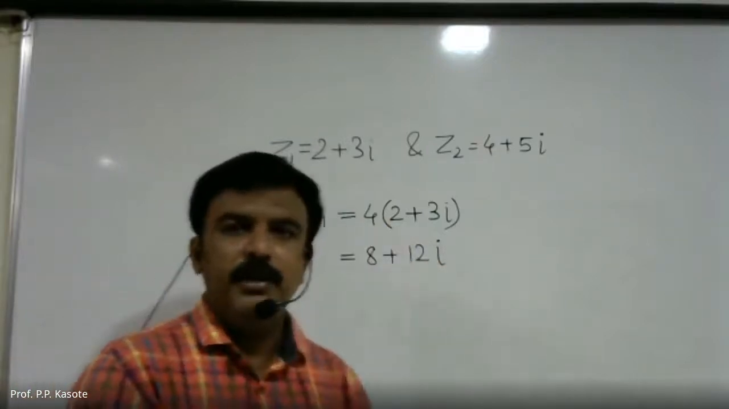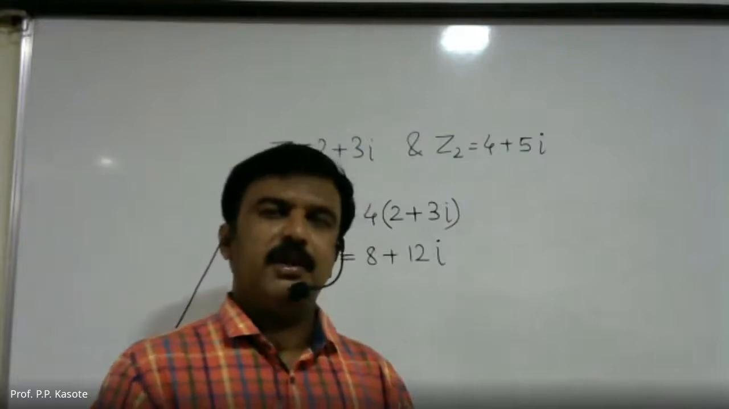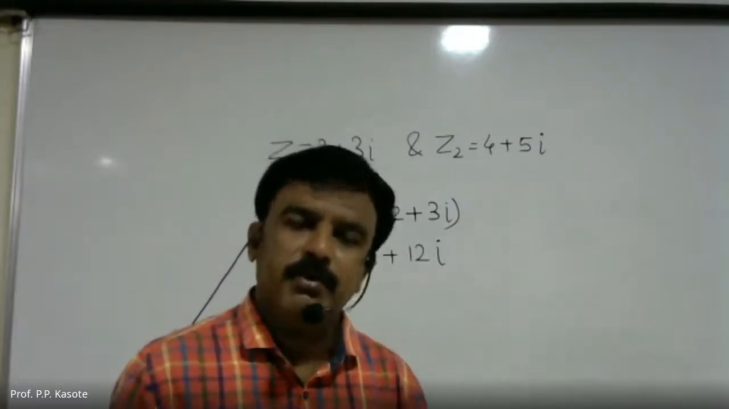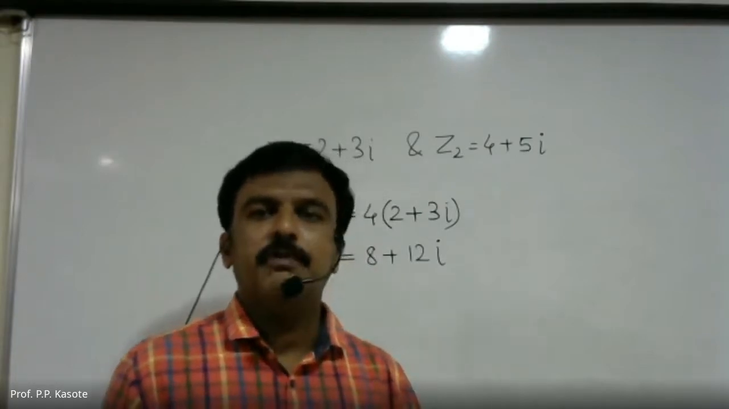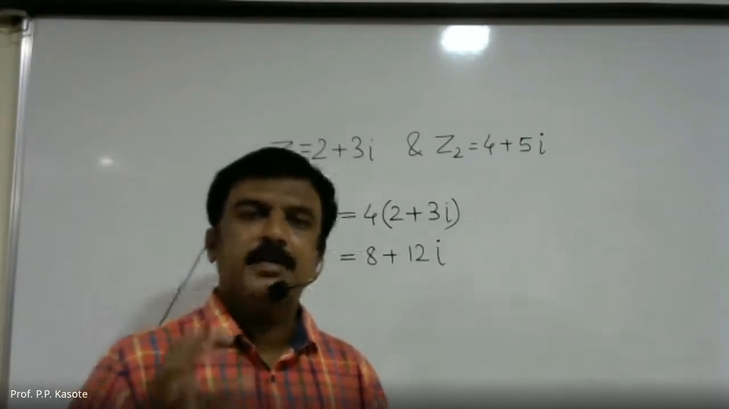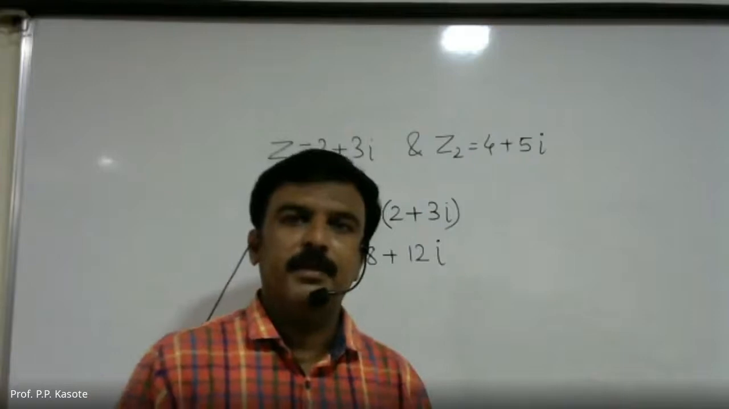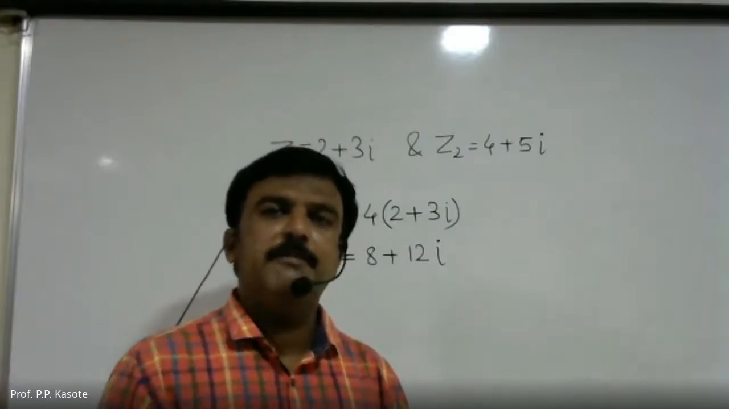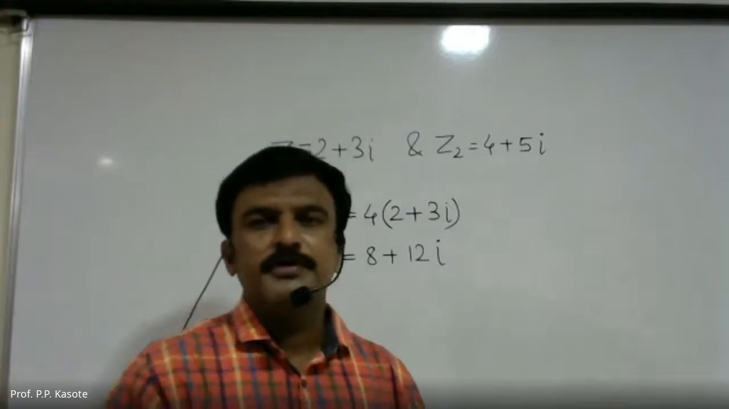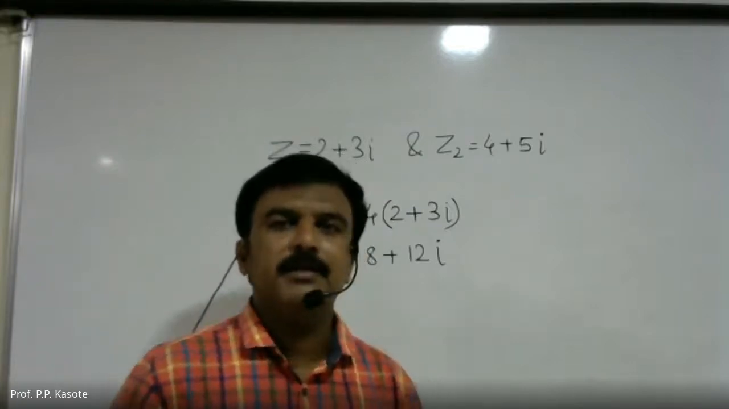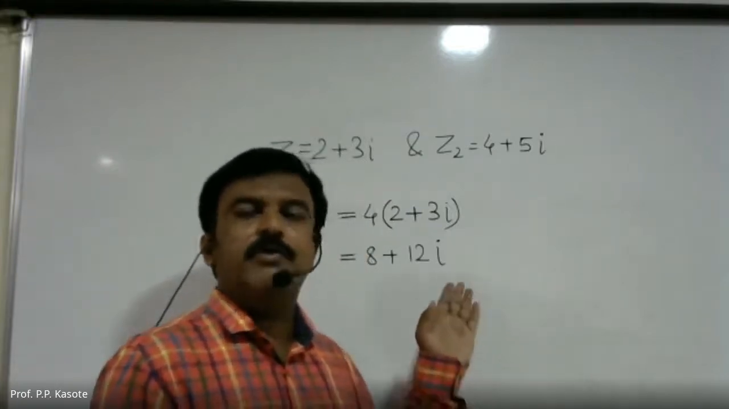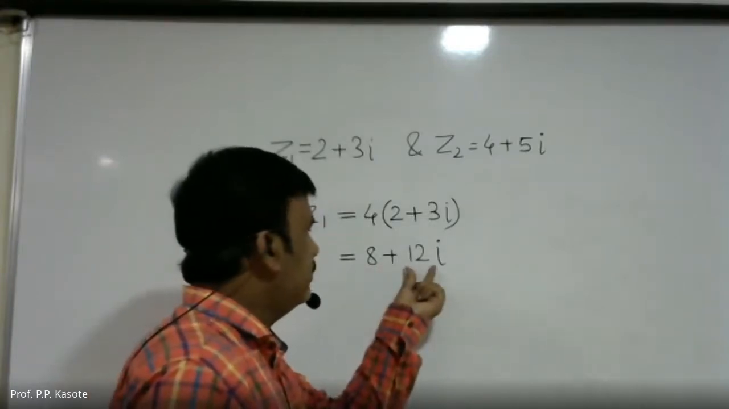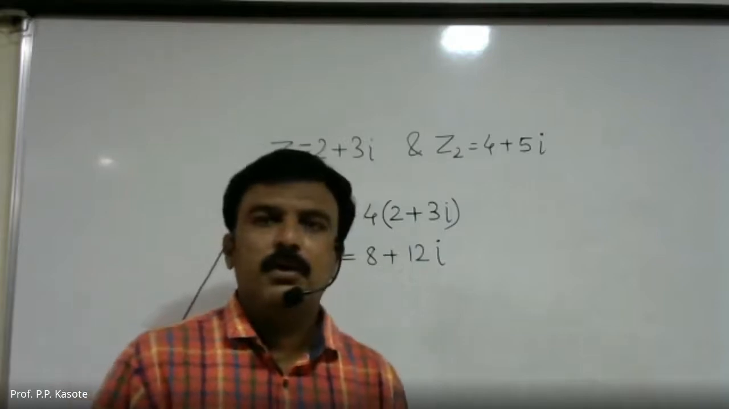After every operation, after every calculation, whether it is addition, subtraction, multiplication or division, the final answer should be a complex number. Final answer complex number होना चाहिए. Please remember this. यहाँ पे also after multiplying Z1 by 4, Z1 को 4 से multiply करने के बाद the answer which we have got is a complex number only, in which the real part is 8 and imaginary part is 12. All of you understood?